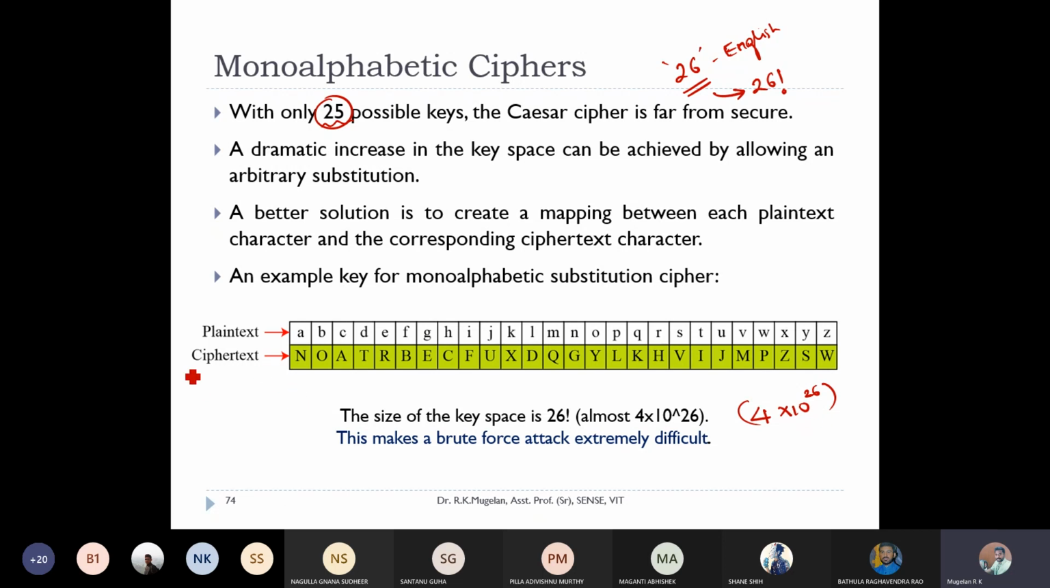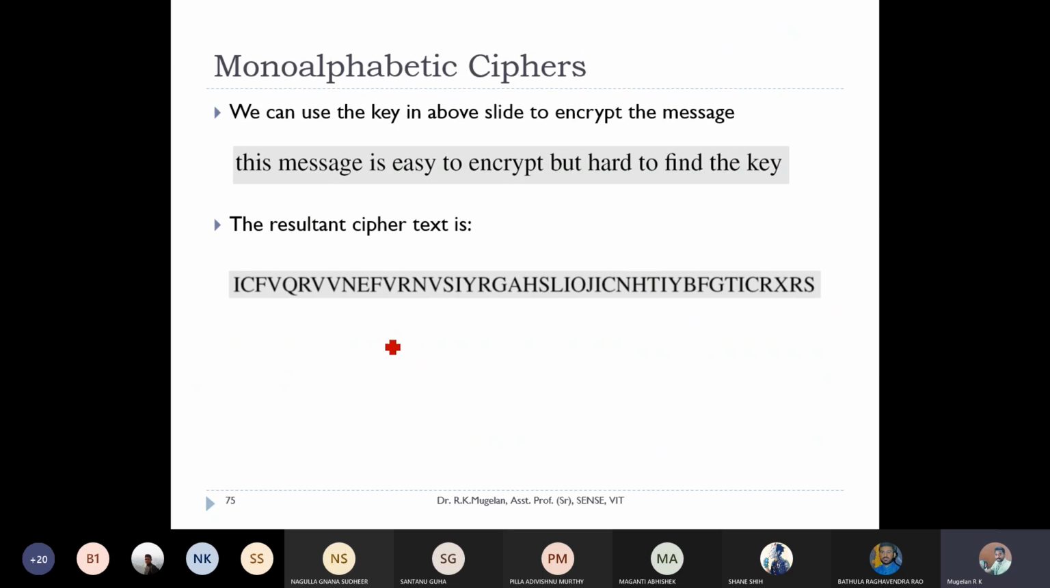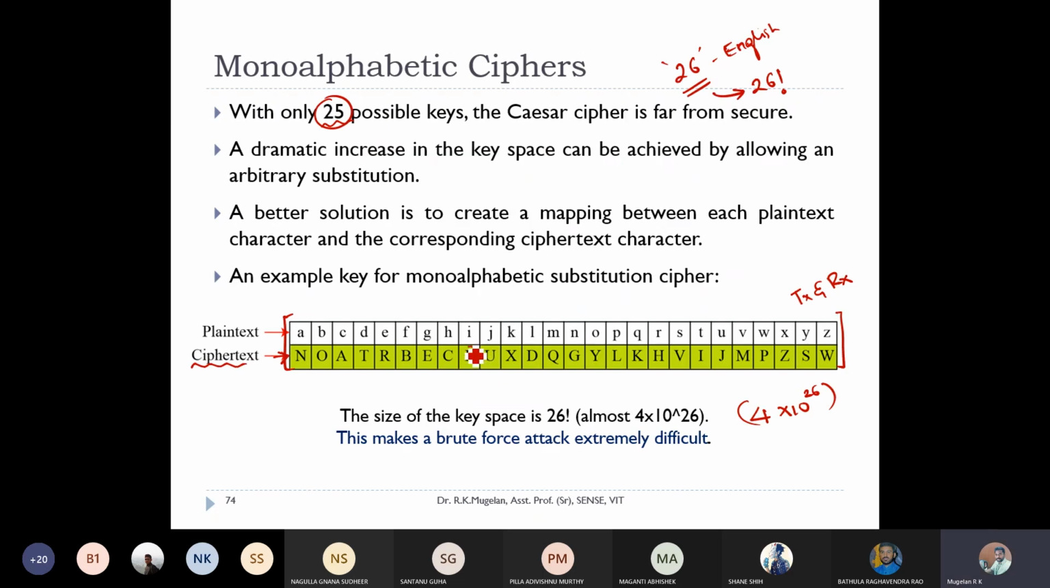This is one of the combinations. This is one of the combinations. They'll have this lookup table, which will be with both the transmitter and the receiver. The transmitter will encrypt using this lookup table. For example, say the message is: easy to encrypt but hard to find the key. Take the letters I and S. For I, I'll represent it with F. For S, I'll represent it with V.